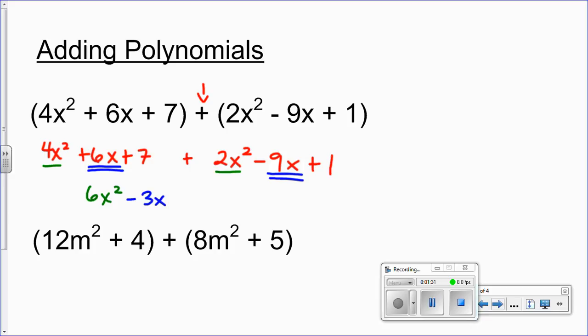And then my constant, 7 and 1, so plus 7 and 1 is plus 8. And this is done.